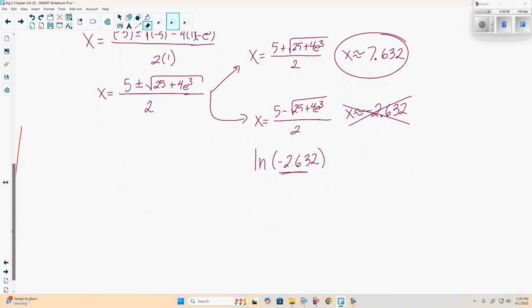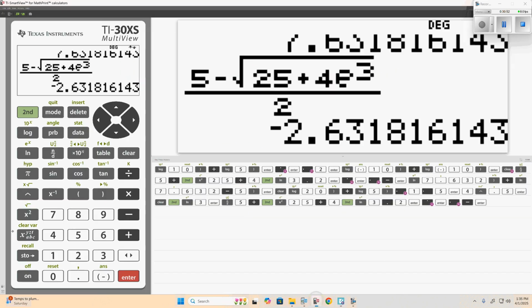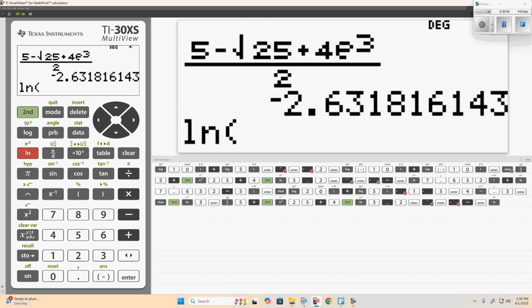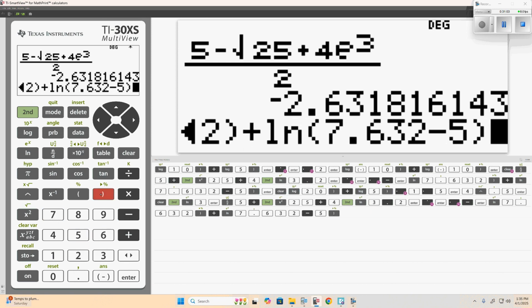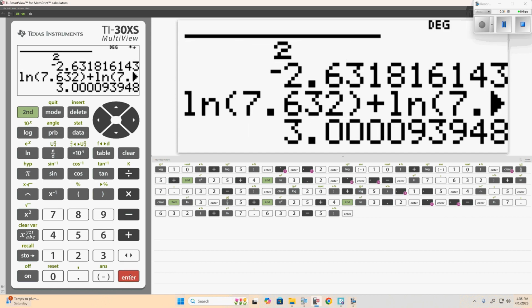X minus 5. Now we could check the other one. ln of 7.632 plus ln of 7.632 minus 5. So I just plug that value of x back in. And what should we get? We should get 3, yes? It's not going to give us exactly 3. It'll give us something close to 3.